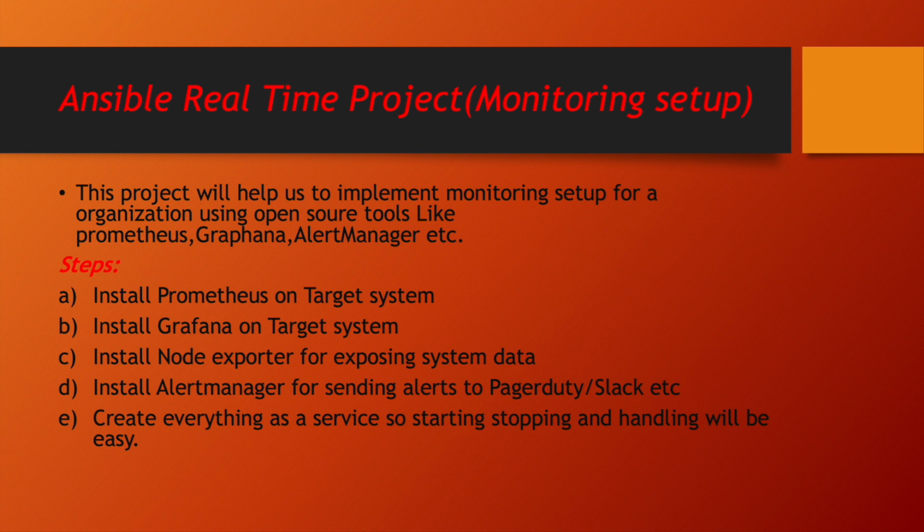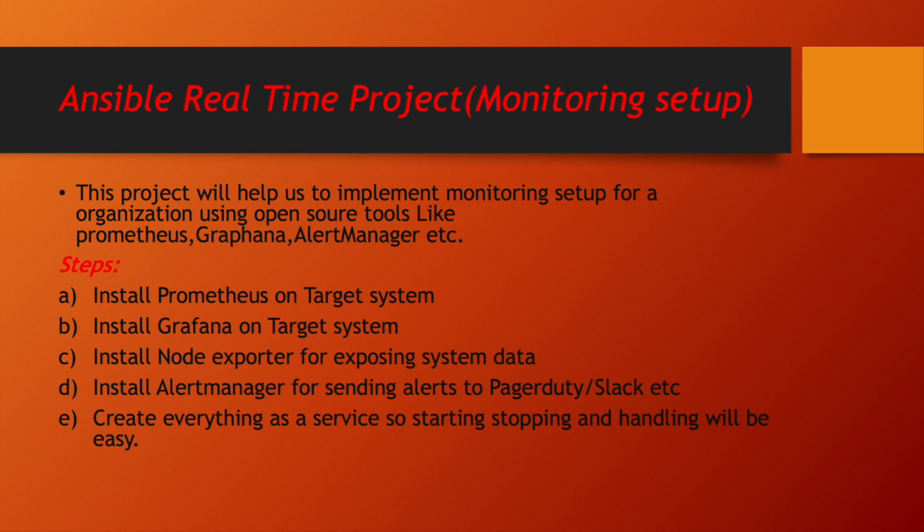So this project will help us to implement a monitoring setup for an organization using open source tools like Prometheus, Grafana, Alert Manager. These Prometheus, Grafana, and Alert Manager are monitoring components which are open source, meaning they are freely available in the market to use. Nowadays, a lot of companies are using these open source tools. So, being a DevOps engineer, how exactly can we set up everything in a single click or using a single Ansible playbook, and how can it be implemented? Today, we will be learning all these practical implementation steps.